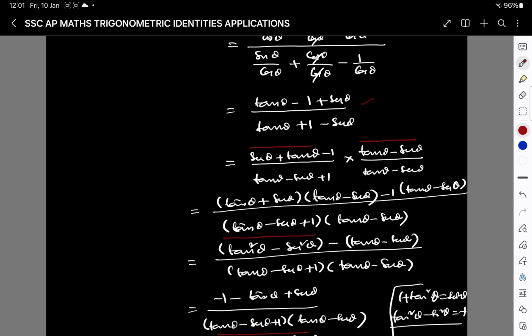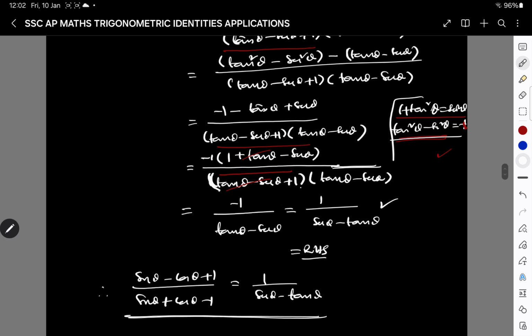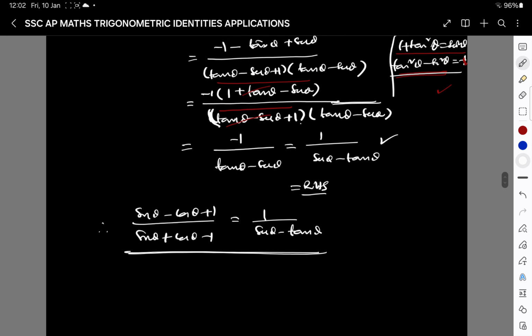Otherwise you can have a better method. There is a better method of doing this sum. But because this is worked out, I must follow the same method that is given in the textbook. So I multiplied numerator and denominator by tan minus secant. And then simply, this is application of algebra. And one formula you must use: 1 plus tan square is secant square, or tan square minus secant square is equal to minus 1. If you apply this, you will normally get the answer, the RHS. This is how you can do this sum.